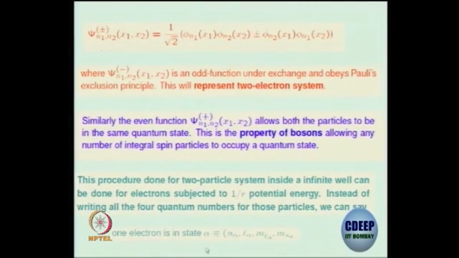You formally say that the first electron is in a state alpha. Alpha is a compact notation which tells you N alpha is the principal quantum number, L alpha is the azimuthal quantum number, ML alpha, MS alpha. The S can be suppressed because for electrons S is half. You don't need to explicitly put the half.